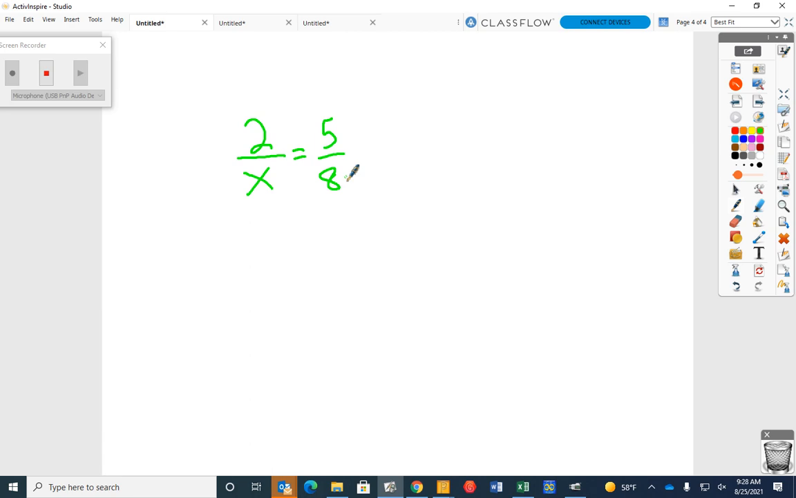All right. Abby, what's the first thing I should do on this? Cross products. Do the arrows and then put it into 5. Okay, what's 2 times 8? 16. What's 5 times x? All right. What do I do next, Braden? What am I dividing each side by? 5. By 5.